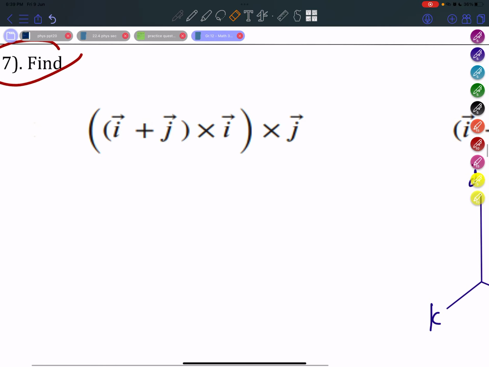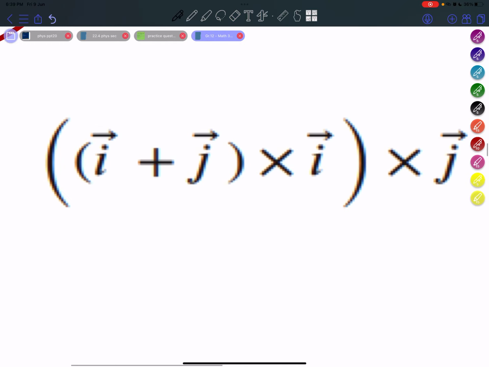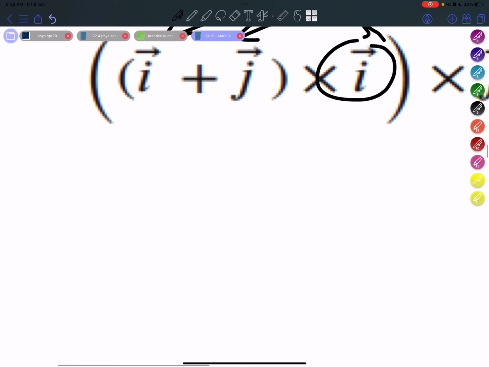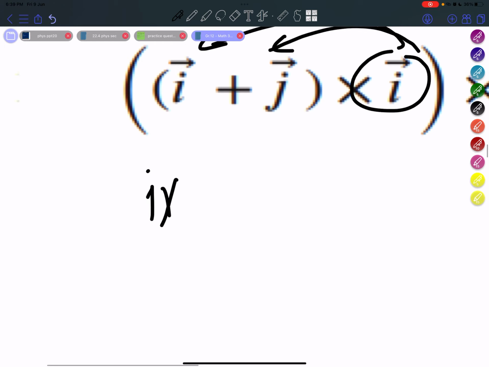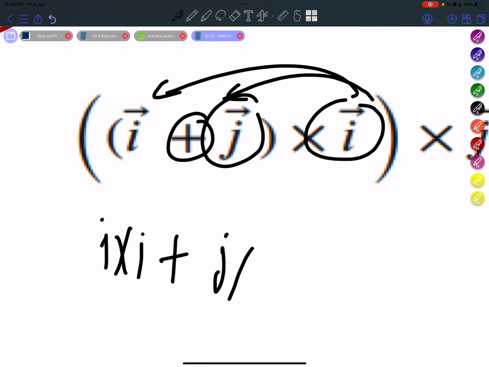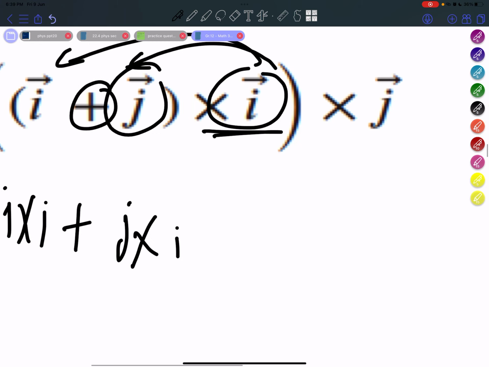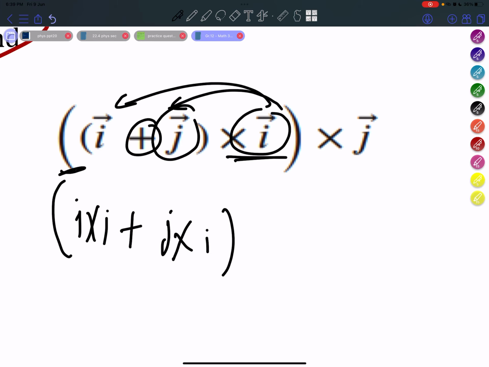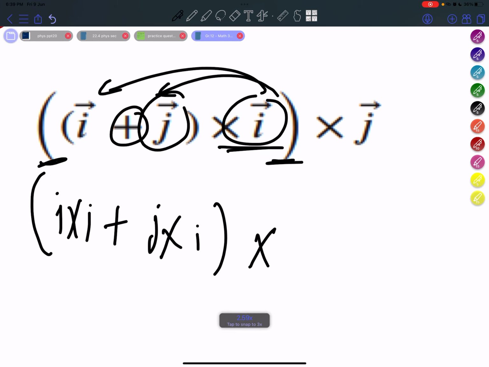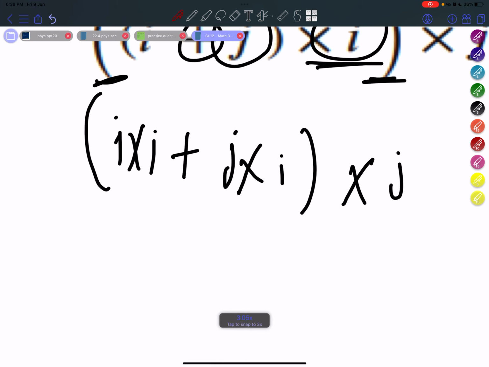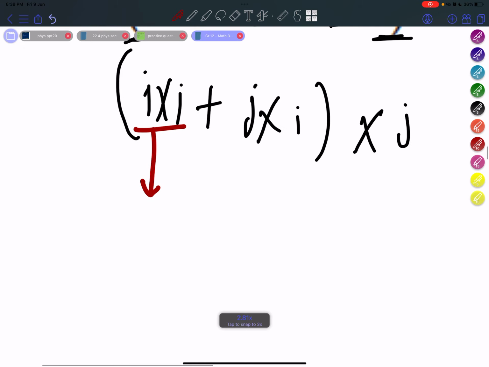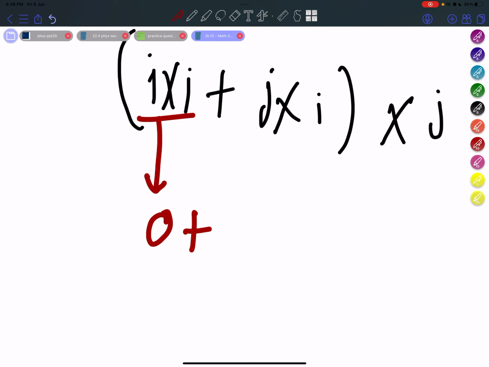Okay, so we can use the distribution property of i to distribute it to j and i. Hence, we will get i cross i plus j cross i. Okay? And we'll have these parentheses. We won't touch them. Cross j. So, i cross i, we just said that. If we have the same component cross multiplied by itself, then the answer will be 0. Plus, well, since it's 0, it doesn't matter. We can just remove it.